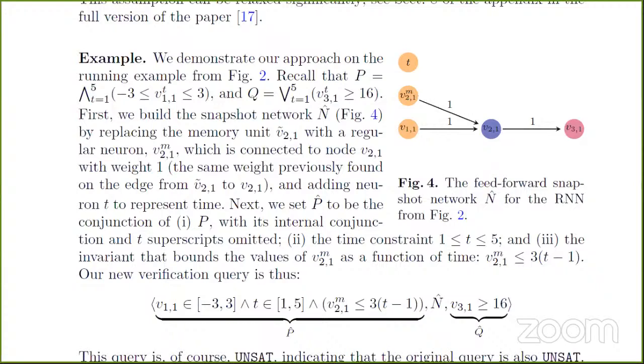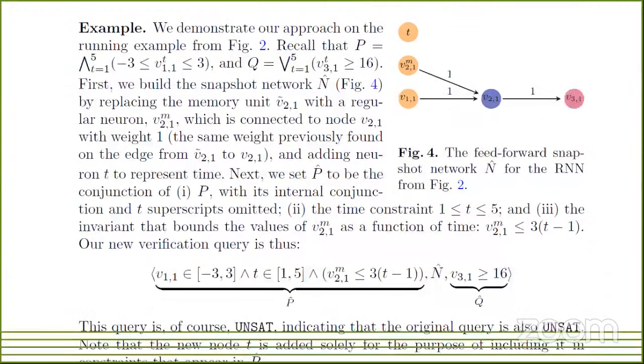So you have your original precondition, you have some constraints on the time, and you have some constraints on the memory neurons that you have added. And then there is of course this network and the post condition. And now this becomes like a feed forward neural network verification problem. You can use for instance Reluplex to solve this, or Z3 to solve this.